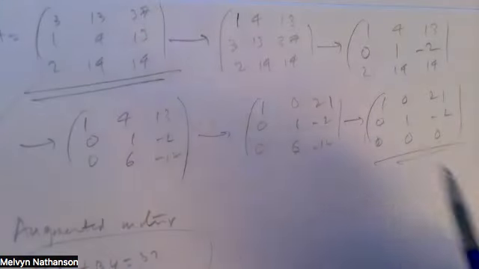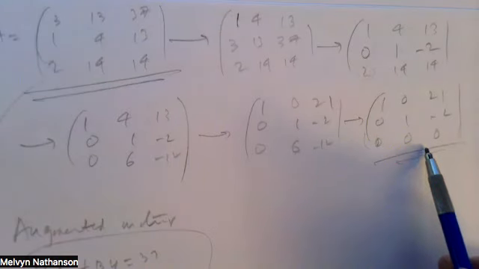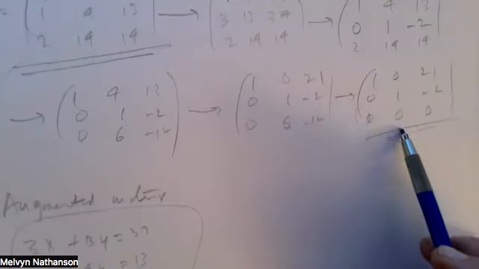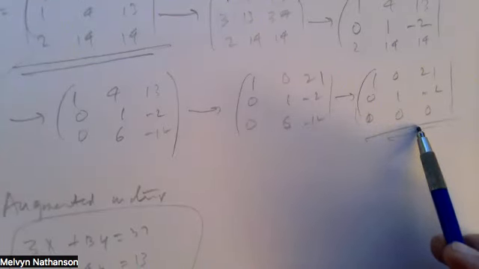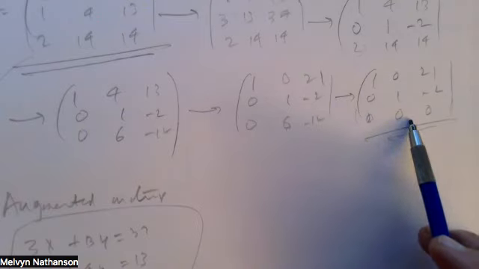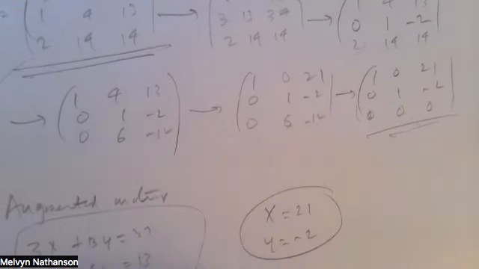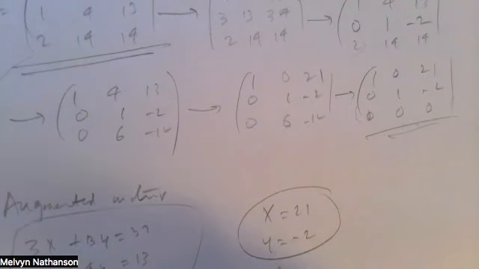And this matrix is equivalent to this matrix, which means this system of equations is equivalent to the system of equations for which this is the augmented matrix. What is the system of equations for which this is the augmented matrix? x equals 21, y equals -2. And if you check, this is the solution of these equations. In fact, it's the unique solution, because this system of equations and this system of equations have the same solutions.